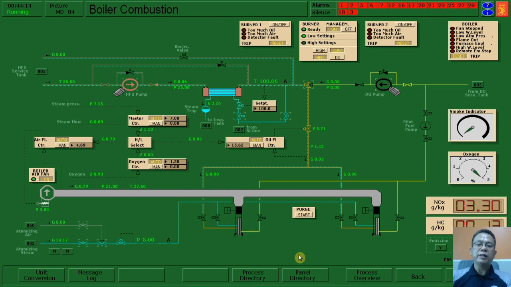See, the system is working, meaning to say that our automation is well and good. Check everything, and whatever maintenance is to be done. So our boiler is ready.